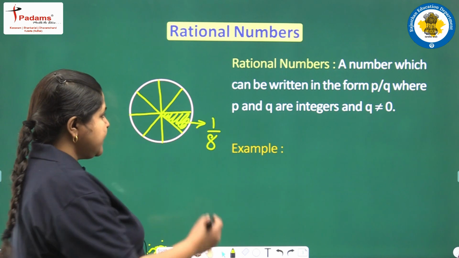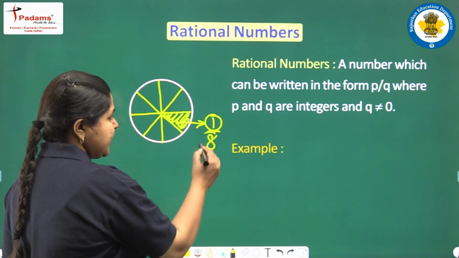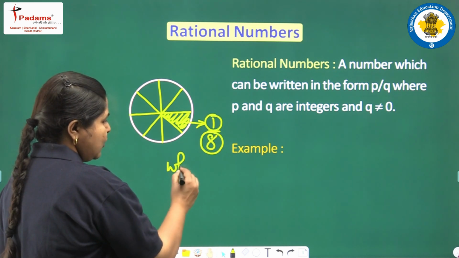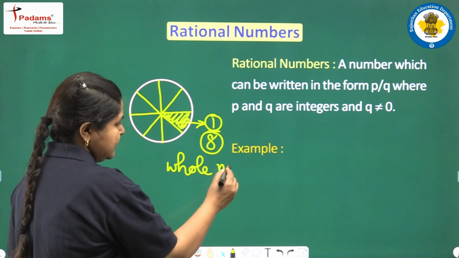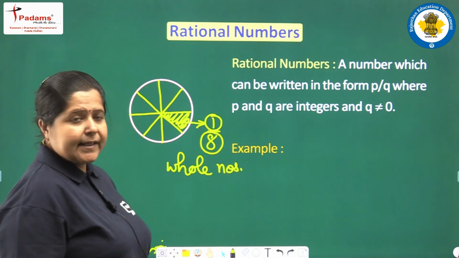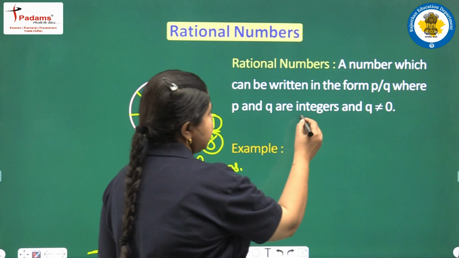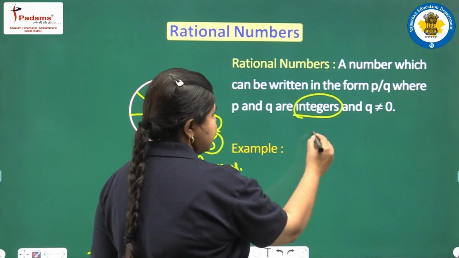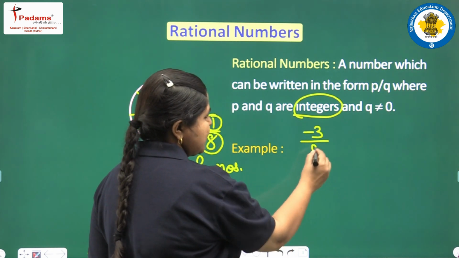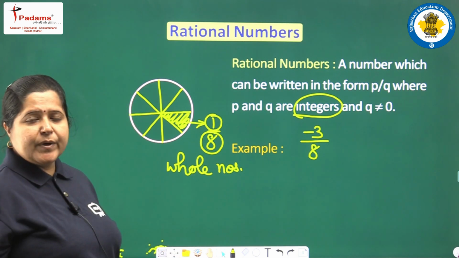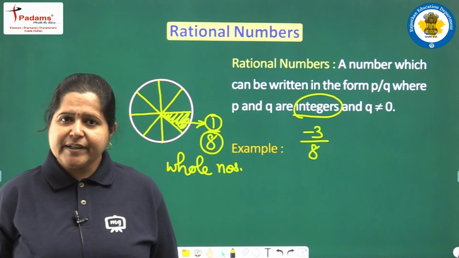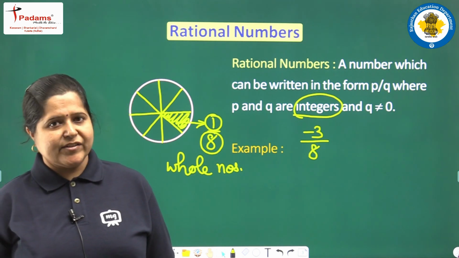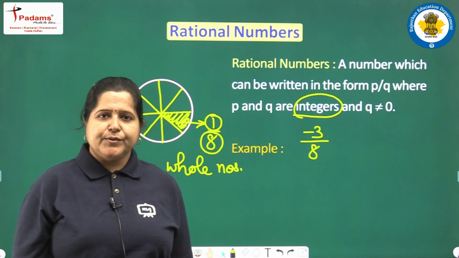Second thing, in fractions the numerator and denominator are whole numbers, whereas in case of rational numbers they are integers. So they can take negative values also, but here negative numbers cannot be taken. This is a big difference between fraction and rational numbers. I hope it is clear to you.